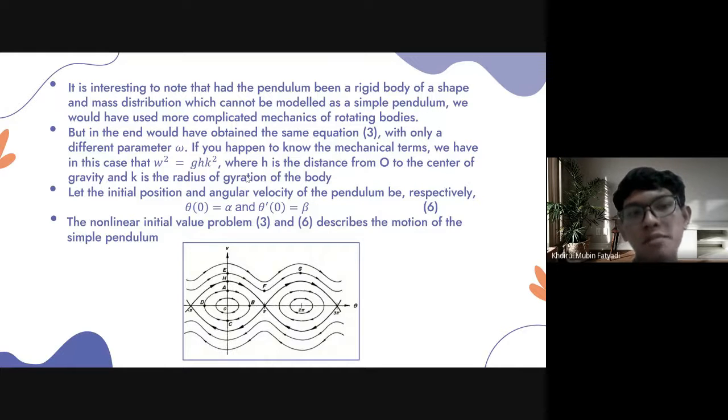Let the initial position and the angular velocity of the pendulum be respectively theta 0 equals alpha, and theta prime 0 equals beta. You can see the sketch of the graph of the pendulum without damping. That's all.